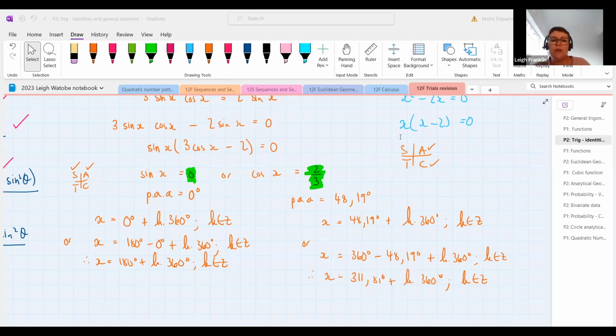And Johnny, the reason that it's 360 is again because of the period of your cos graph. Okay, so if cos x is equal to 2/3, your cos graph repeats itself every 360 degrees. That's where we're going, plus k times 360.